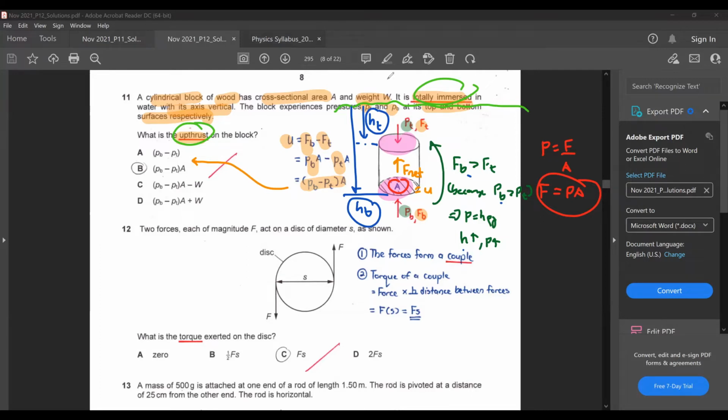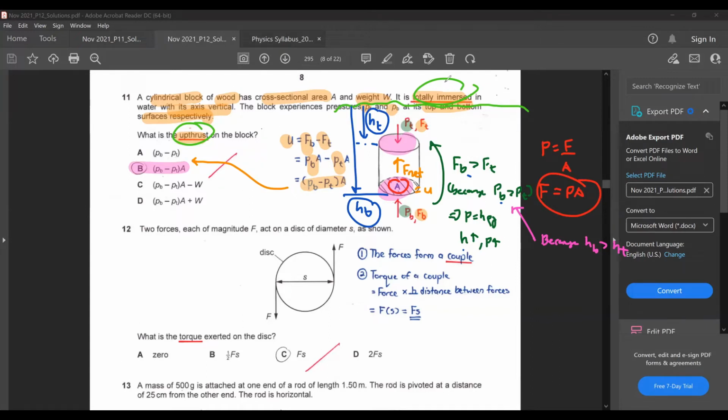Right. This one I think I also explain later on. FB more than FT because PB more than PT. HB more than HT. Okay, right? So eventually your answer is B. This is your correct answer.